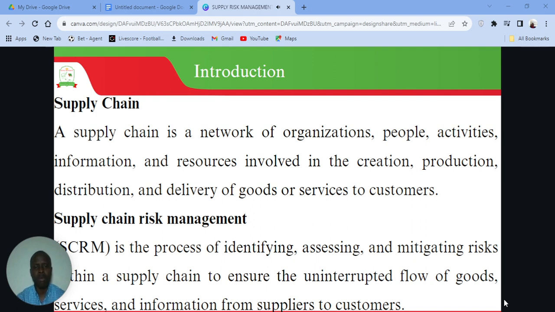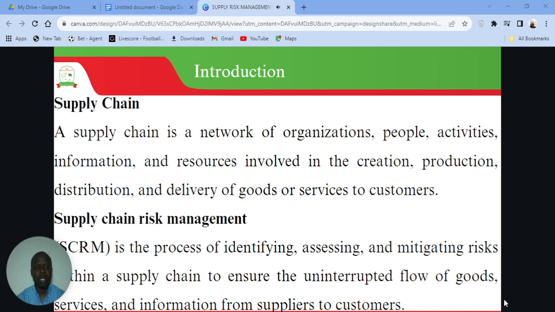People have to be involved. They may be different clients. They may be people that are going to be using various products, various activities. It could be transportation activities, production activities, and so on and so forth.